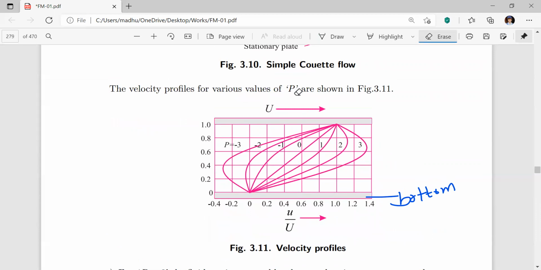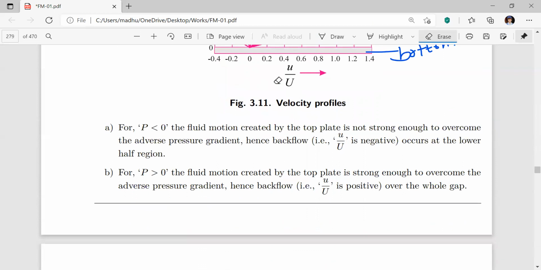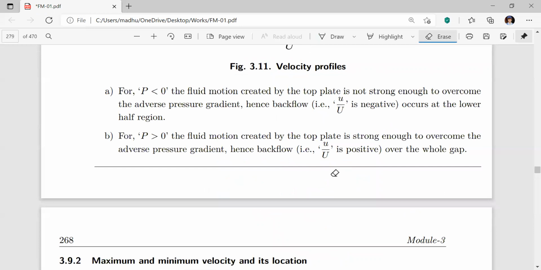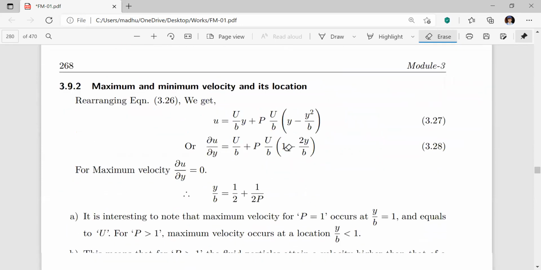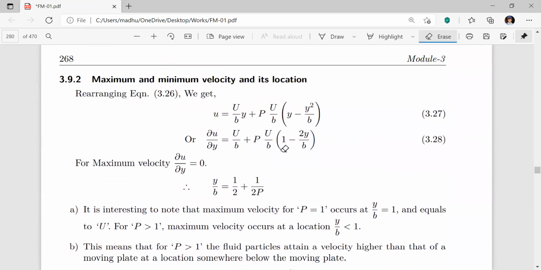P is a non-dimensional pressure gradient. So that is shown in here. For P less than 0, u by U is negative. For P greater than 0, u by U is positive. And this happens because the fluid motion created by the top plate is not strong enough to overcome the pressure gradient in the first case. Whereas in the second case, the fluid motion created by the top plate is strong enough to overcome the pressure gradient. So this is the expression for the velocity gradient.